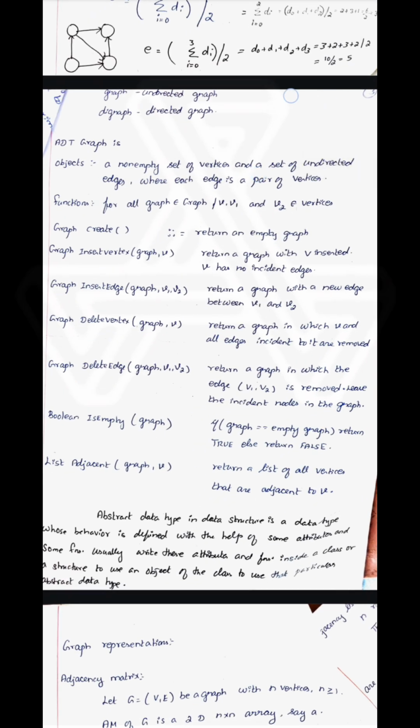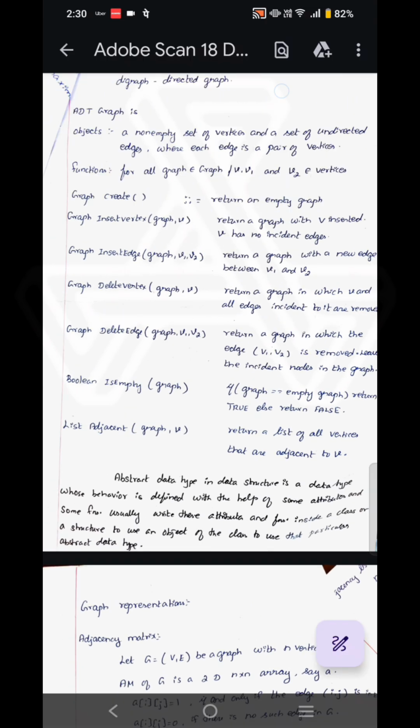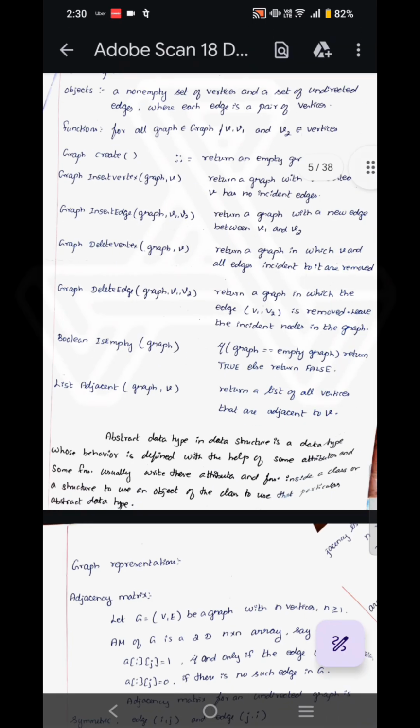The ADT of a graph. ADT Graph: objects are a non-empty set of vertices and a set of undirected edges, where each edge is a pair of vertices. Functions: for all graph belonging to Graph, and v, v1 and v2 belonging to vertices. Graph Create returns an empty graph. Graph InsertVertex returns a graph with vertex v inserted. v has no incident edges.